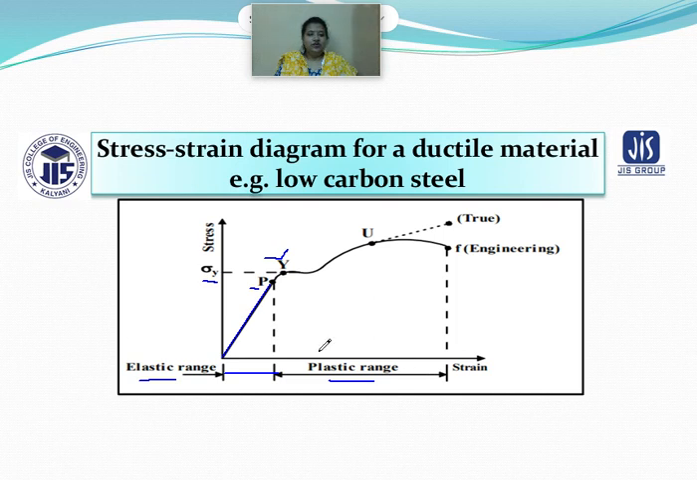Now if I talk about this yield point, here there is no increase in stress, but strain is occurring. After a certain time, you see this upper yield point, where you obtain the maximum yield stress, and then you come to the lower portion, where the minimum yield stress occurs, and ultimately it forms a curve, and this is the ultimate load a material can withstand.